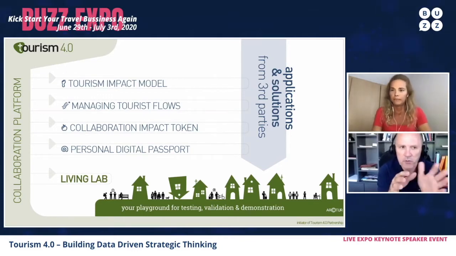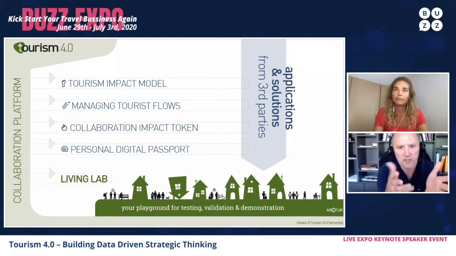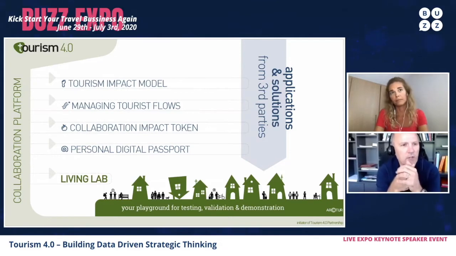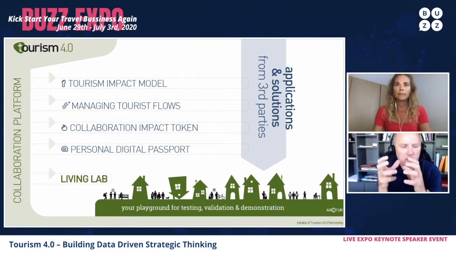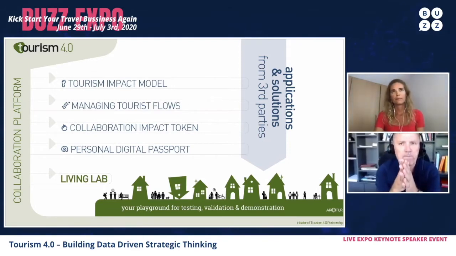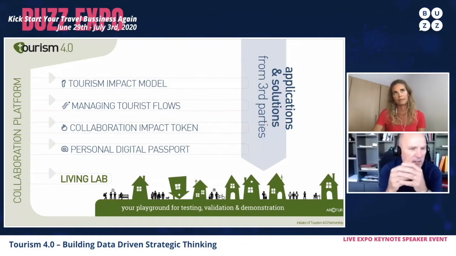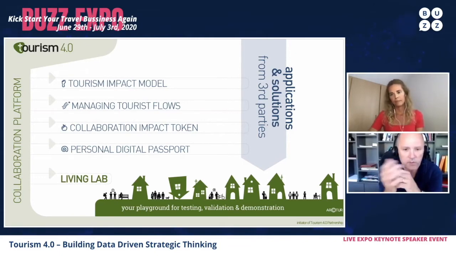I'll just briefly introduce you our technology pillars, and then we will focus on the first one, which is the tourism impact model. On the back side, it's a collaboration platform, which is a combination of a data lake and a huge repository of very different data sources, with built-in plugins for AI, for big data analytics, etc. Then we have the tourism impact model, which we will focus on in the second part of our presentation.